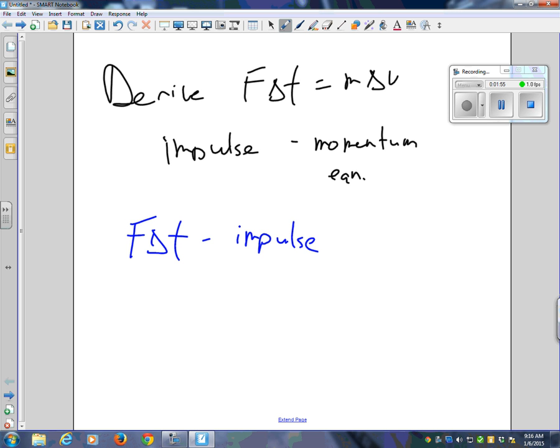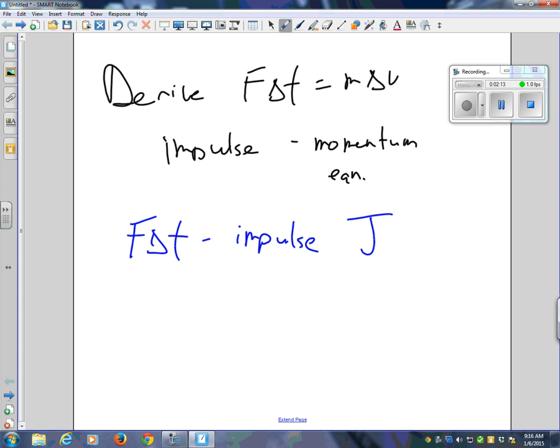And unfortunately, the letter that we use for impulse, I believe, is the capital J. They don't use I because I stands for current, so electricity. Even though J is for joules, right? But as a unit, it's J. So impulse is F delta T.